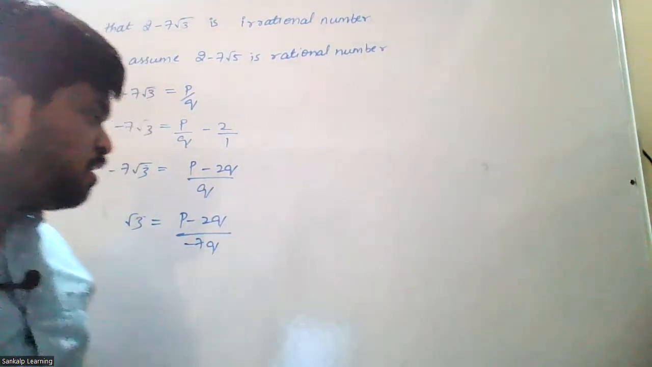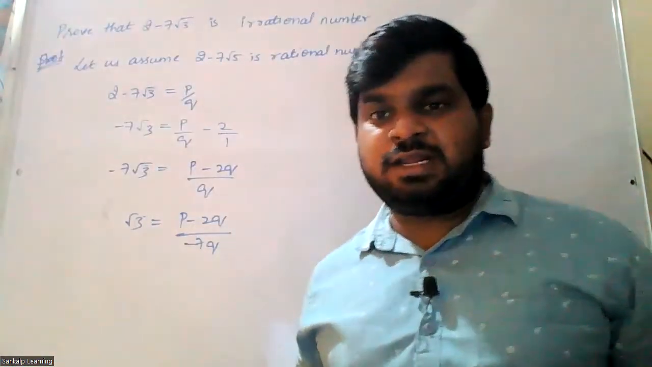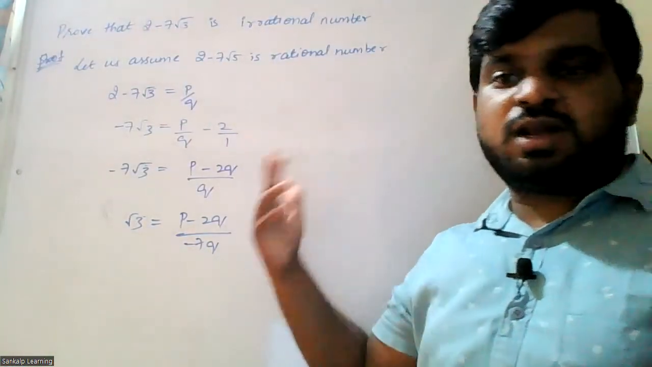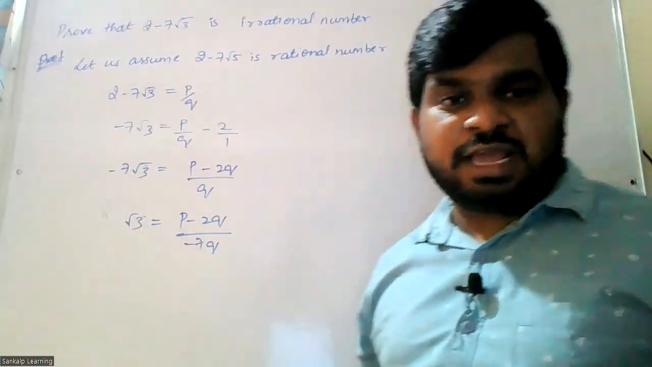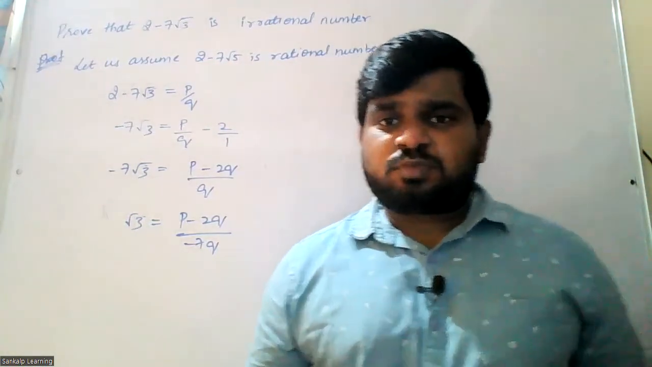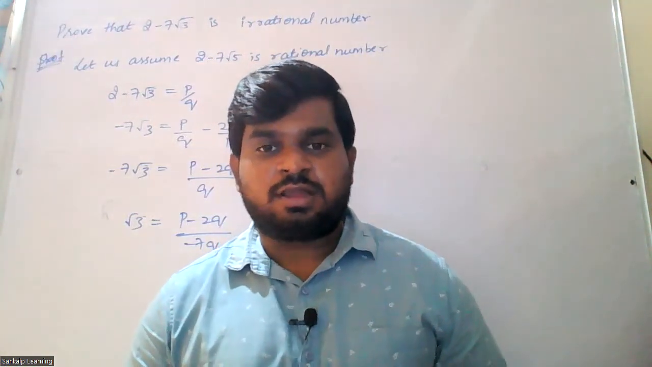We have proved it. So irrational cannot be equal to rational. There is a contradiction. Why did this happen? Because of our assumption. What is our assumption? It is rational. It is wrong. Therefore, this becomes an irrational number. I hope that you have understood how to prove irrational numbers. Thank you, students.